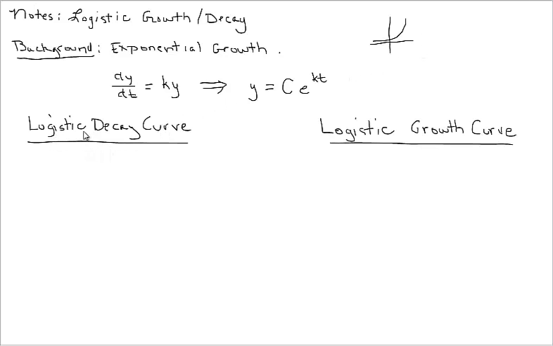So let's look at a logistic decay curve and a logistic growth curve. And to help us think about these graphs, let's think about when fish are put into a pond or a lake and you stock that pond or lake. For the logistic decay curve, when you dump those fish in there, that pond's not going to sustain as many as you put in there. There's going to be some die-off, etc.